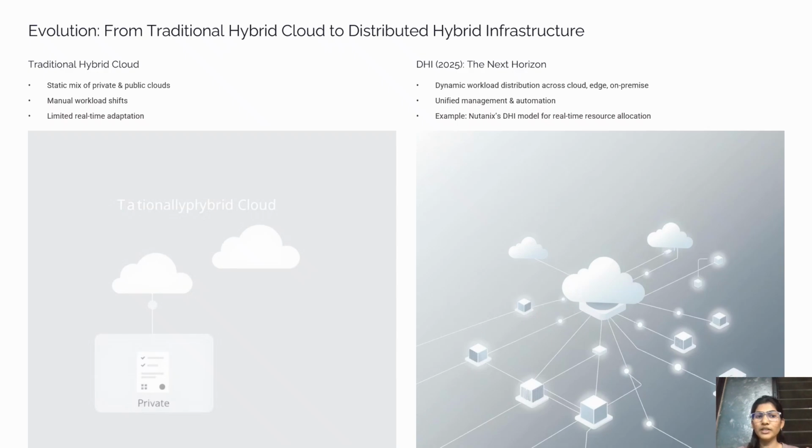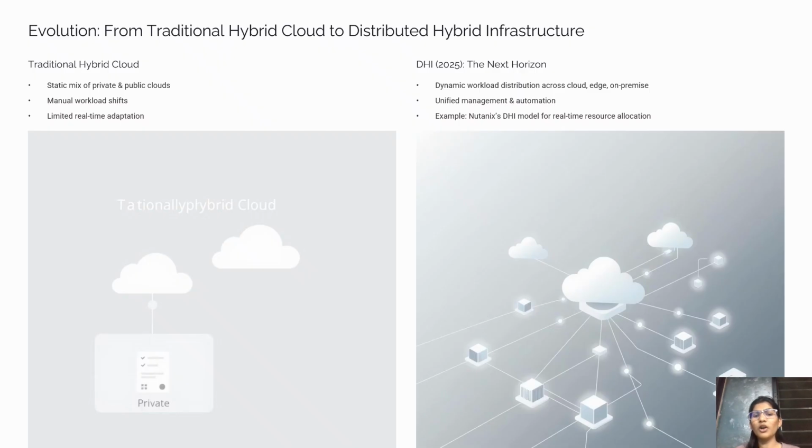Evolution of hybrid cloud and distributed hybrid infrastructure. Traditional hybrid cloud is a static mix of private and public cloud. So these need dynamic workload distribution, distributed cloud and edge related data. What is distributed hybrid infrastructure?